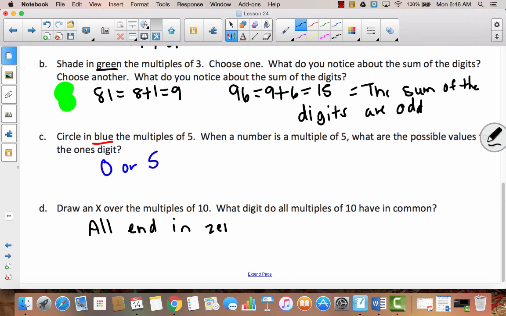So, your task is to remember the difference between a factor and a multiple. And we're going to talk about this in class, about how we can tell the difference, how we can keep these two straight in our head, factors and multiples.